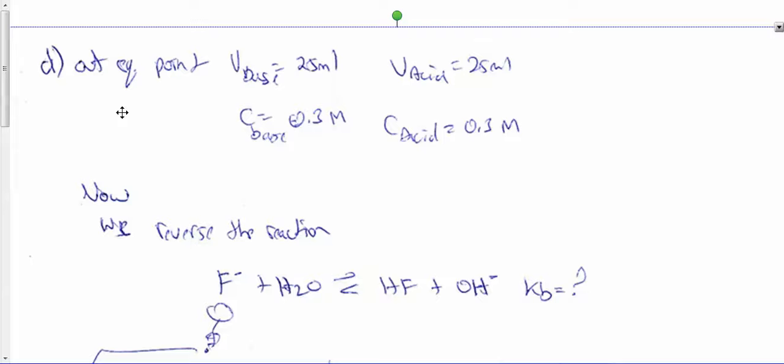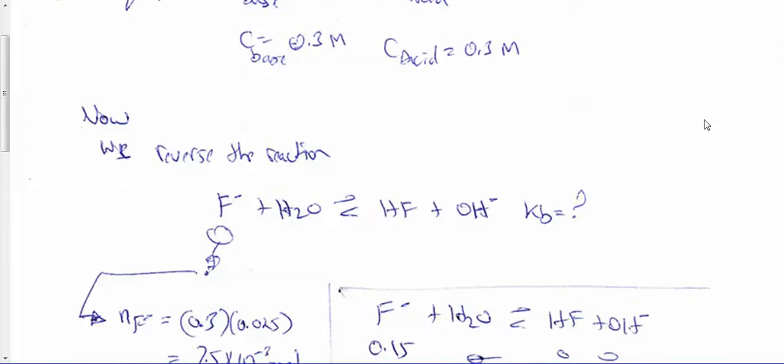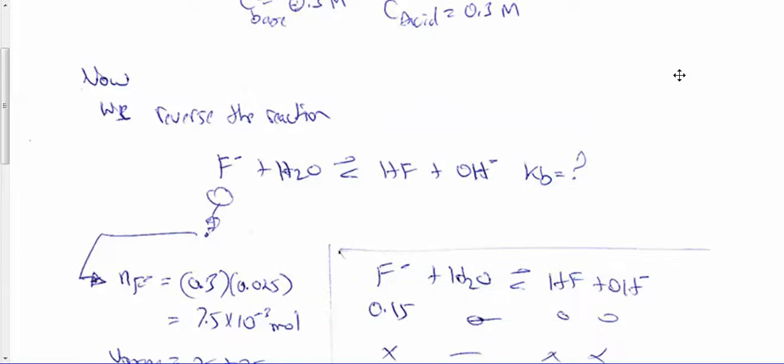At the equivalence point, the volume of the base is 25 mL and the concentration of the base is 0.3. The volume of the acid is 25 mL and the concentration of the acid is also 0.3. Now we reverse the reaction. I'm going to skip over the detailed section and just tell you what you need to do to figure it out, for those who just want to get as many marks as you can.